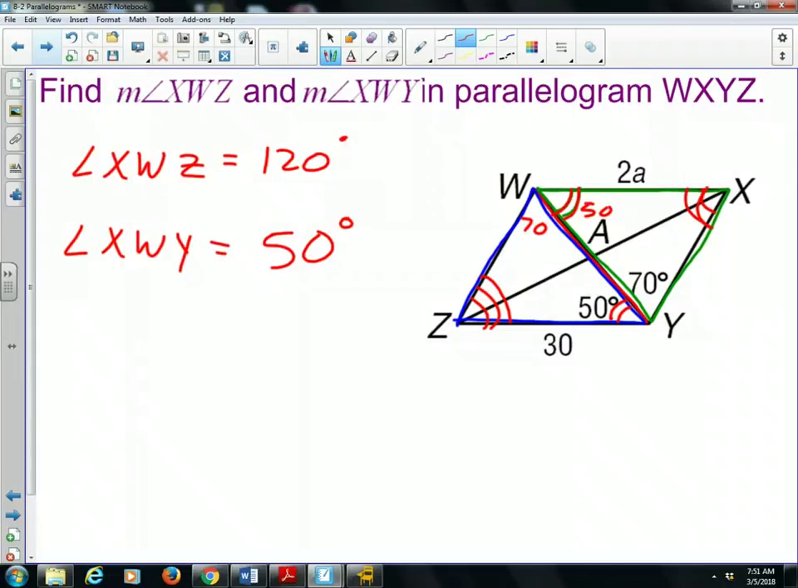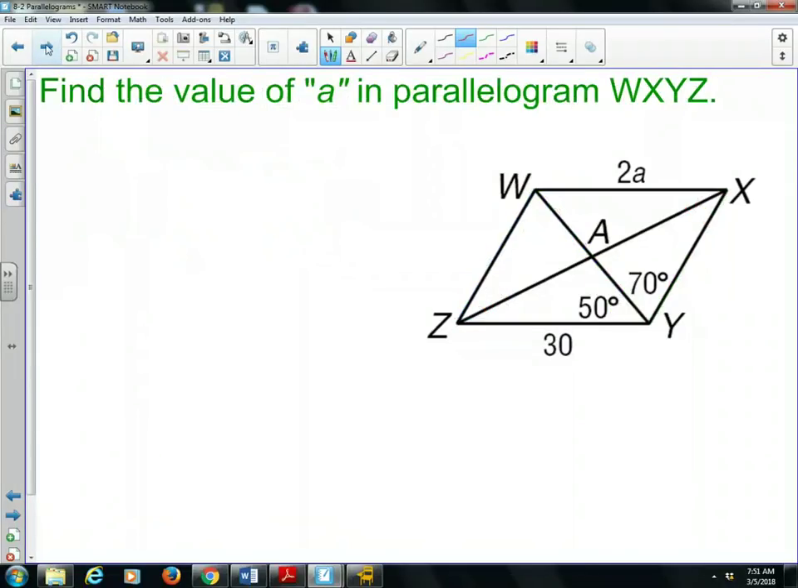Okay, let's try the next one. Find the value of the letter A in parallelogram WXYZ. So it tells us that it's a parallelogram. Whenever you read that word, it's really telling you 6 properties: opposite sides congruent, opposite angles congruent, one right angle, they're all right angles, consecutive angles supplementary. All those 6 properties that we talked about a few minutes ago.